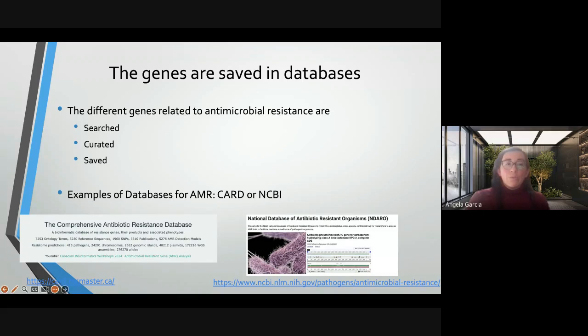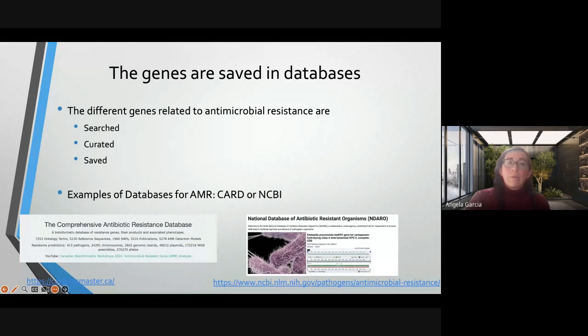And for example, in here, CARD, the Comprehensive Antibiotic Resistance Database, or there's a smaller one specifically in the NCBI that's called the NDARO, National Database of Antibiotic Resistant Organisms. In both you can check for those genes that have already been looked for in different literature, organisms and labs, and that actually confer antimicrobial resistance, and to which antibiotics. So what's the key information here? Those databases hold previous information that can help us know which genes are of interest.